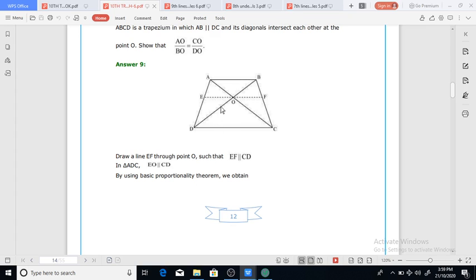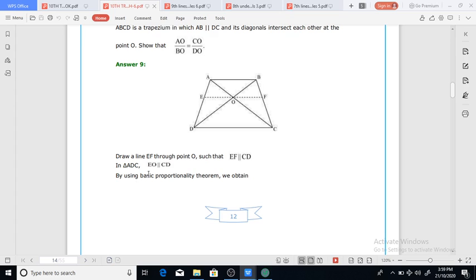Draw a line EF through the point O, such that this line EF is parallel to CD. Okay, so we have to draw a line EF parallel to CD.